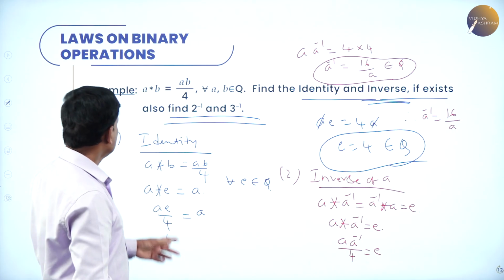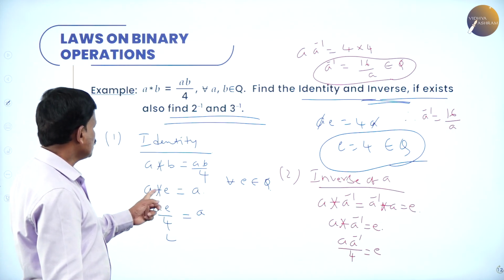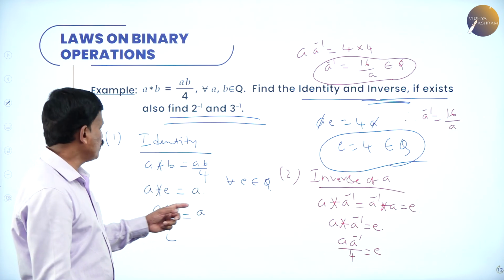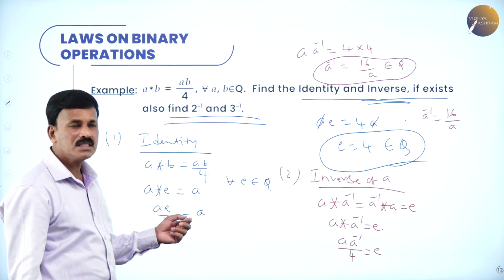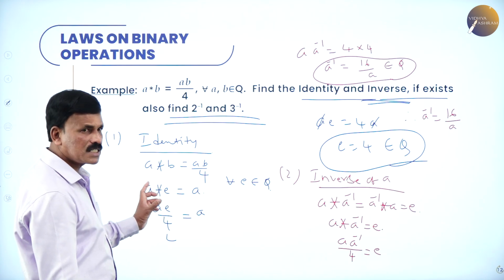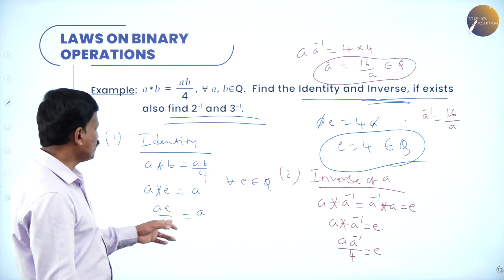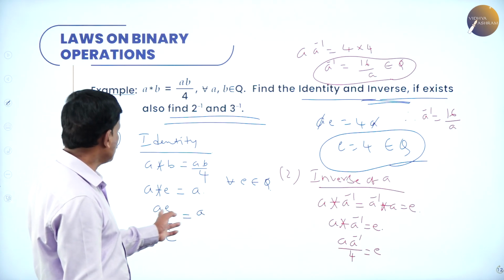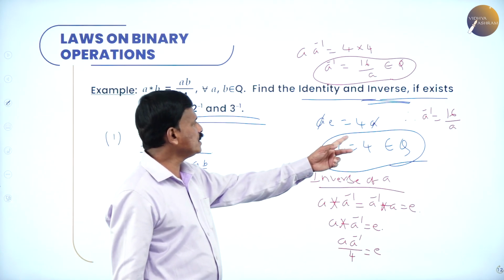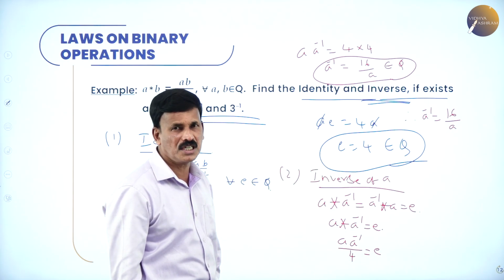See here, the identity. A star B is equal to AB by 4 is given. What is the property? A star E is equal to E star A is equal to A. Let us consider one part. A star E is equal to A. What is A star E? AE by 4 is equal to A. Cross multiply this. AE is equal to 4A. A gets cancelled. E is equal to 4, which belongs to Q, is the identity element.